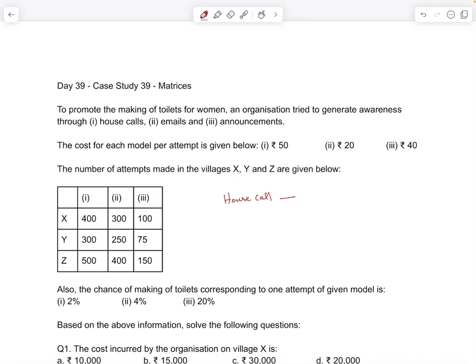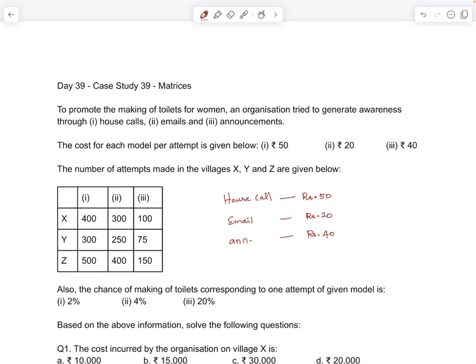House call cost is rupees 50. For email, cost is rupees 20. And for announcements, it is rupees 40. The number of attempts made in the villages X, Y, and Z are given below. The first row represents the village X. 400 attempts are made via house calls, 300 through emails, 100 through announcements. Same way for Y and Z.